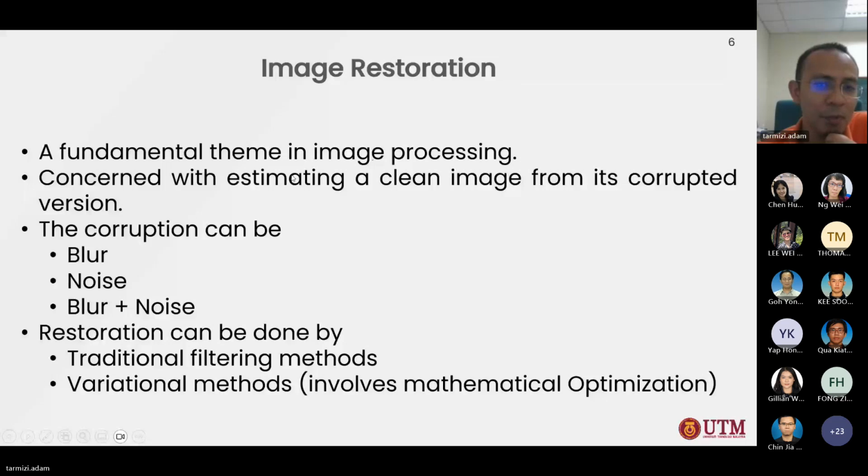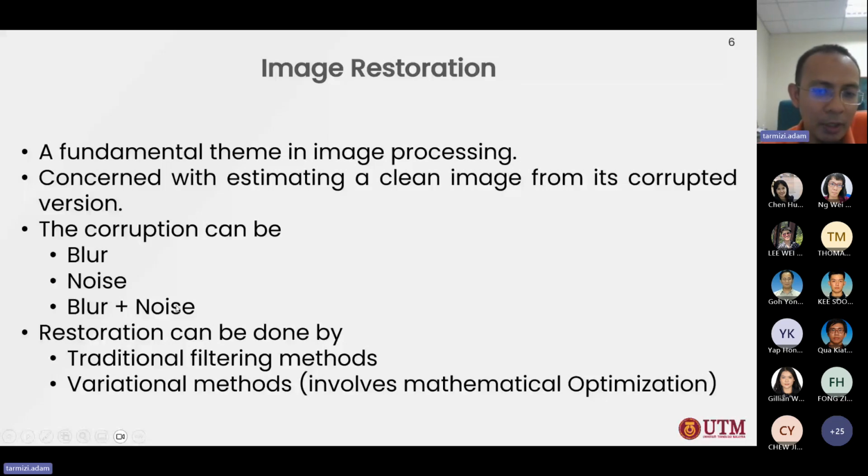The objective is to estimate a clean image from its corrupted version, and these are the corruptions that are normally in image restoration. We have blur, we have noise, and sometimes we will have blur plus some noise. There are many types of noise, and I will try to discuss them a little bit in this talk also.